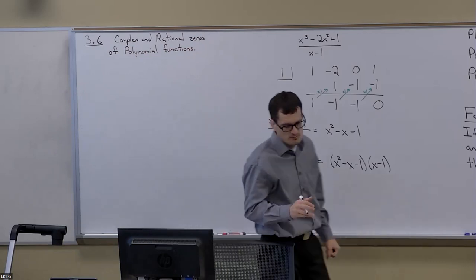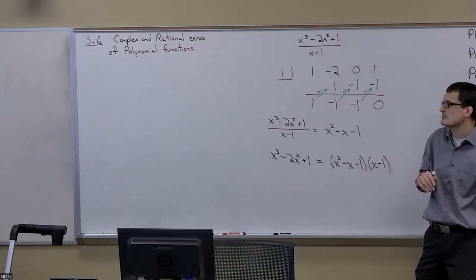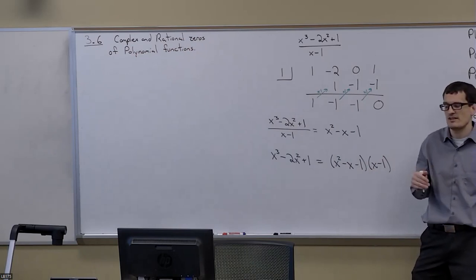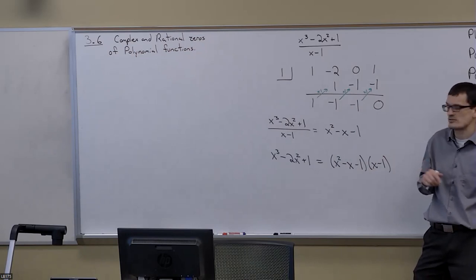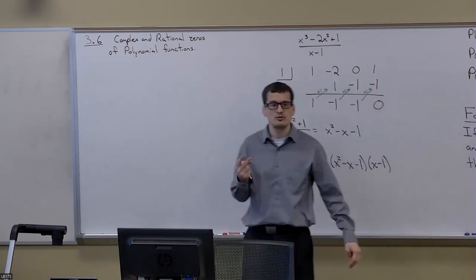And that's where we're headed with this. So we're going to look at complex and rational zeros of polynomial functions. And we're going to try to find our complex zeros, our rational zeros. And we already have essentially two tools.